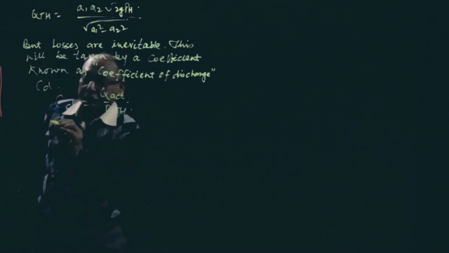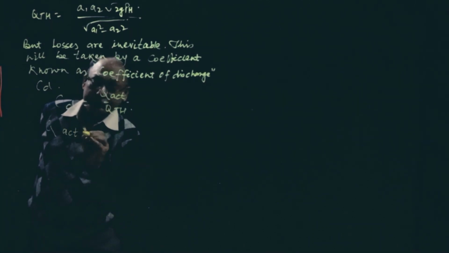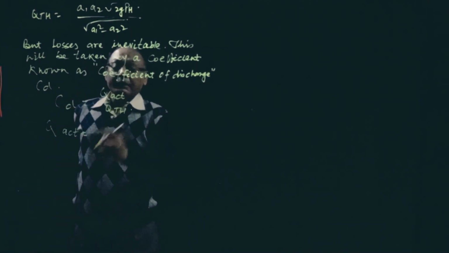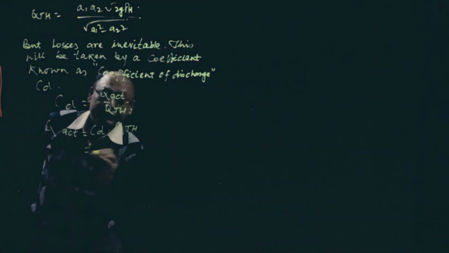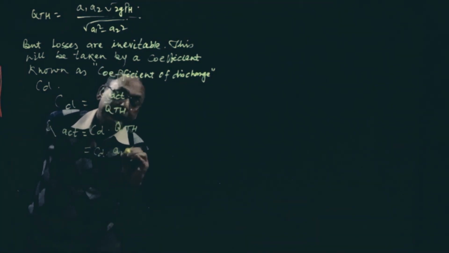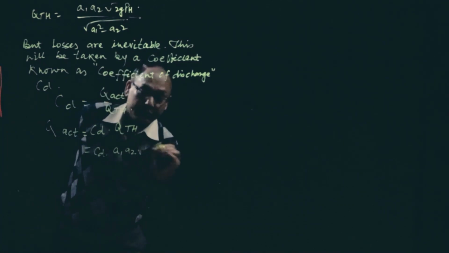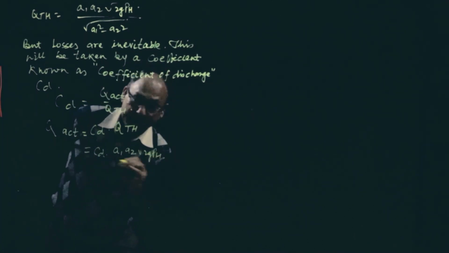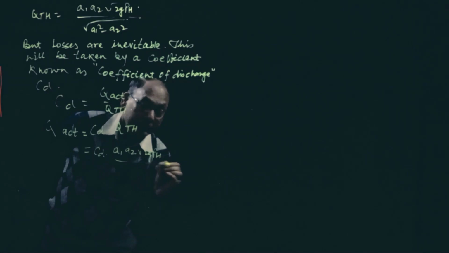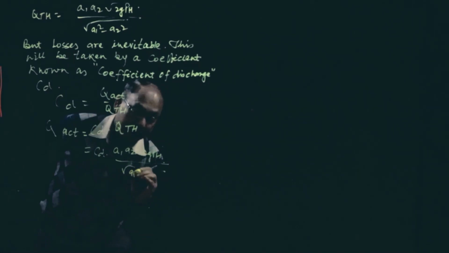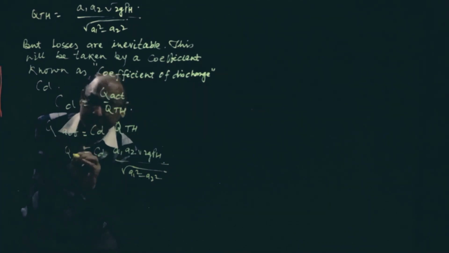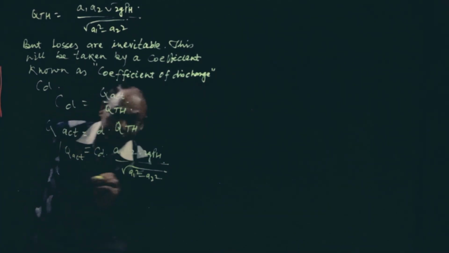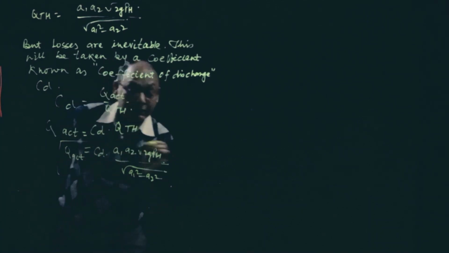Now remember, Q actual will be CD into Q theoretical. Theoretical we have already derived. So Q actual will be CD into A1 A2 under root 2GPH divided by root under A1 square minus A2 square. So this is Q actual for the Venturi meter. This is the discharge formula for the Venturi meter.